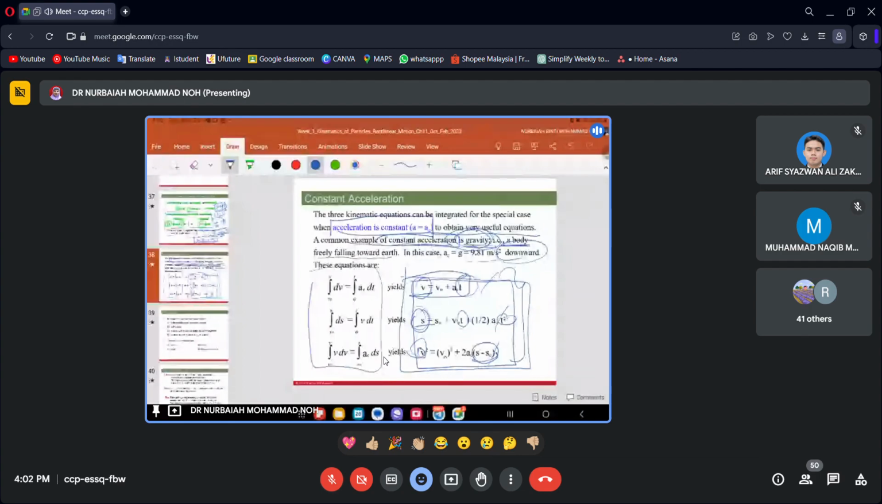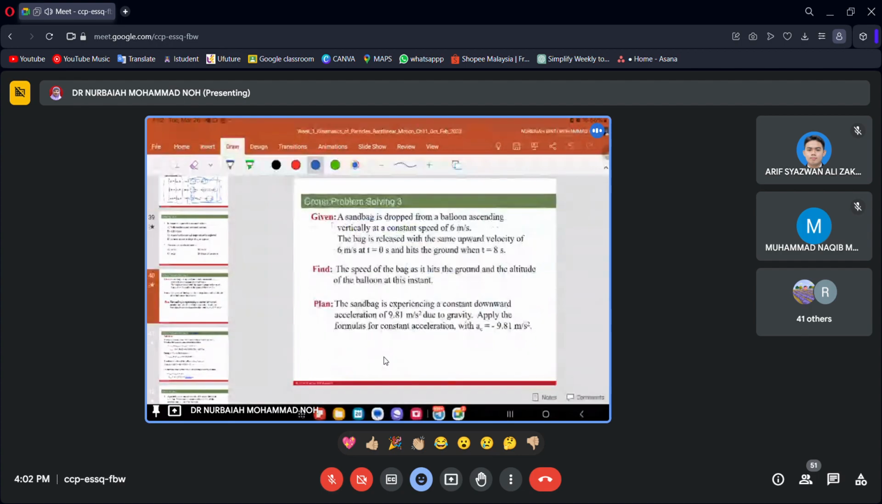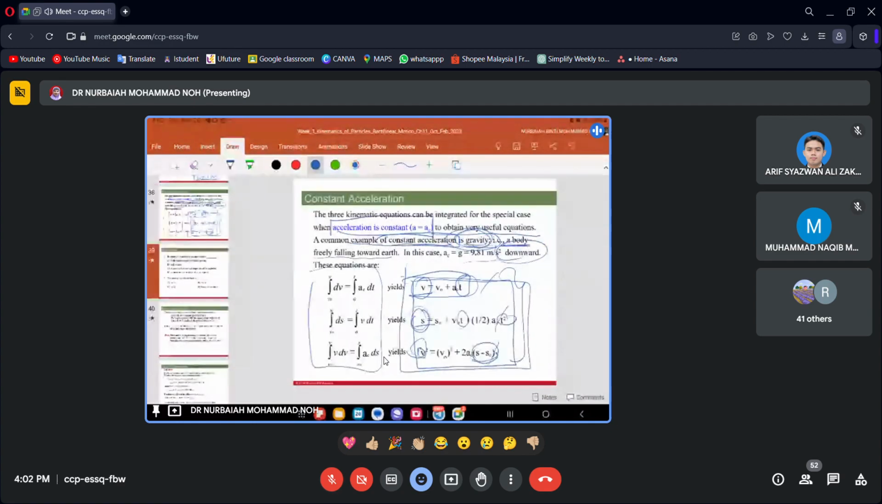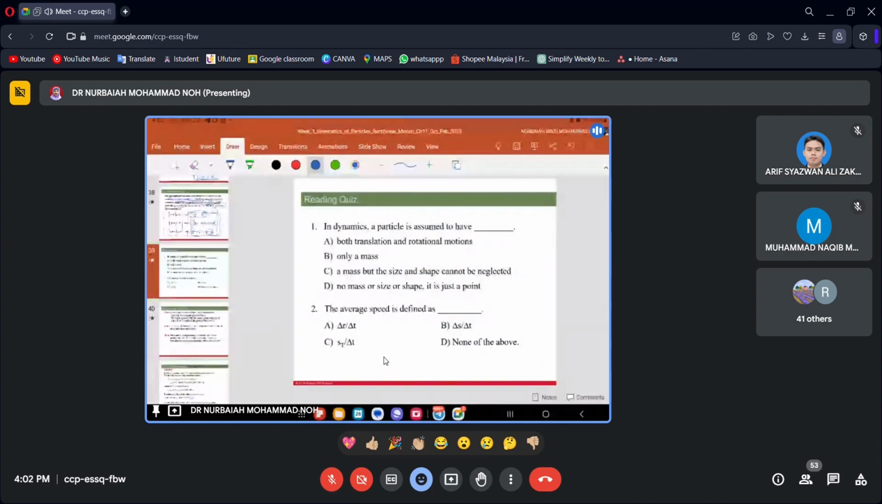Alright. Okay, before we end our session, kita akan tengok this problem lah. So we don't have enough time to discuss this by using these 3 equations. Right now, I give you 1 minute to answer this question. So once you answer this question, then we can end our session today. Okay, in dynamics, a particle is assumed to have what? A, B, C, or D?